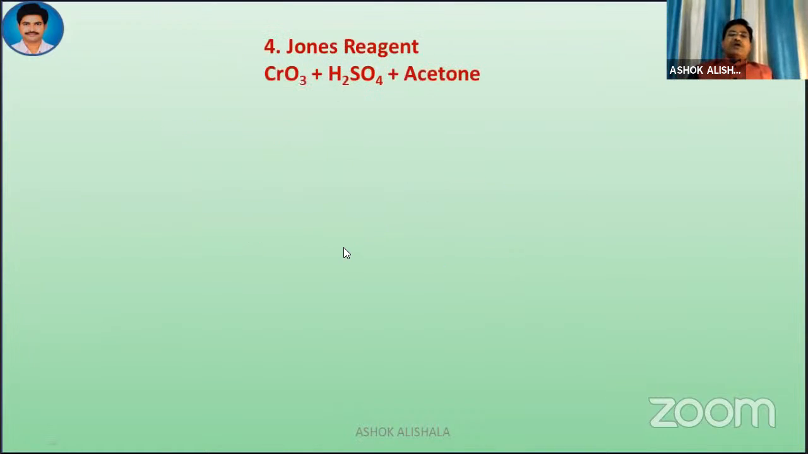Now let us see what is this Jones reagent. The Jones reagent is nothing but chromium oxide, sulfuric acid and acetone. This mixture is called the Jones reagent. Actually, this mixture will produce chromic acid, that is H2CrO4. And this chromic acid will now carry out the oxidation.